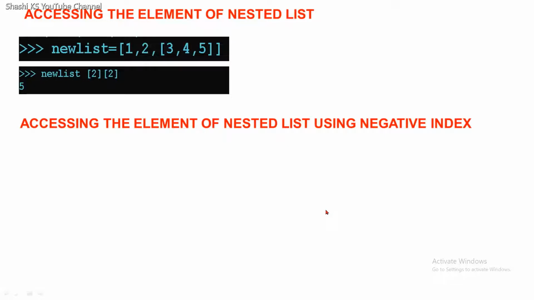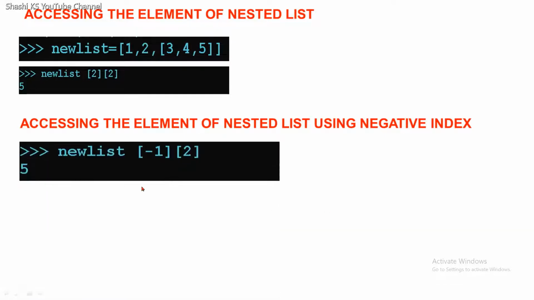If you want, you can also access the element of a nested list using a negative index. Instead of giving 2 here, if you are counting from the last, the last element has the index -1 in Python. So instead of saying new list of 2, you can say new list of -1. So the last element is -1, and in the last element, the index of the element which I want to retrieve is 2. So it returns the element 5.